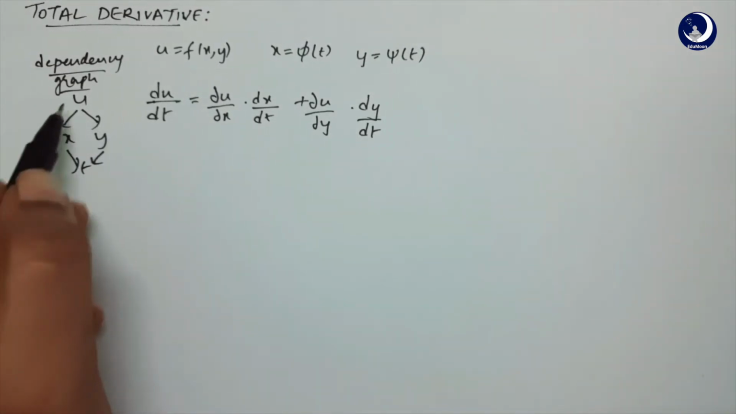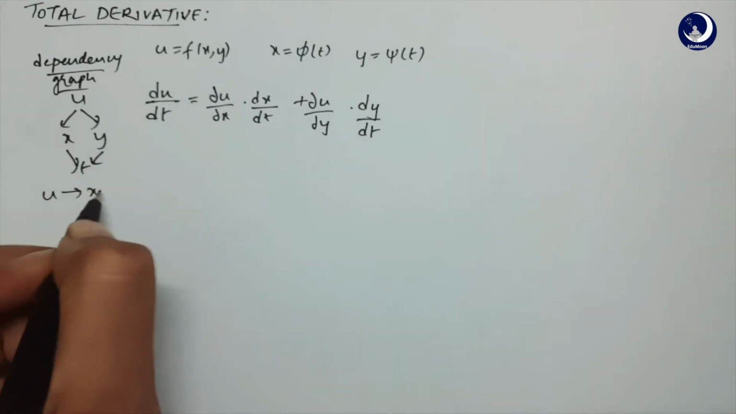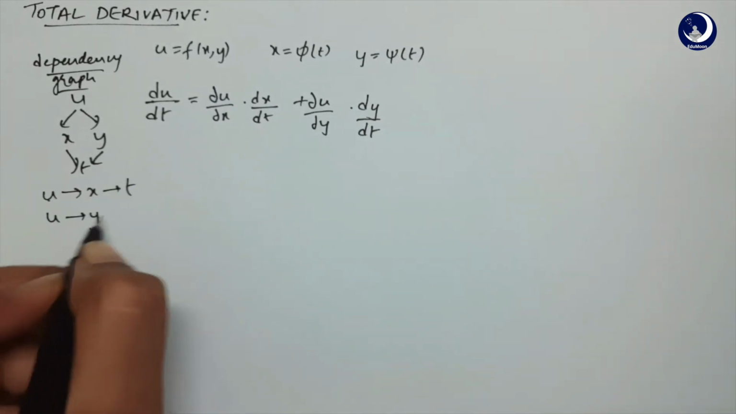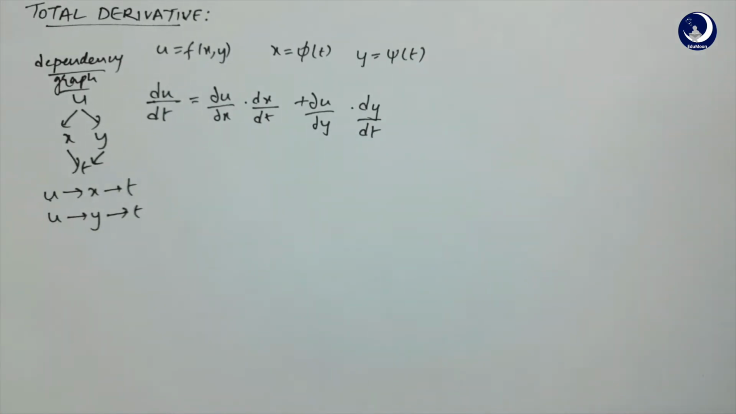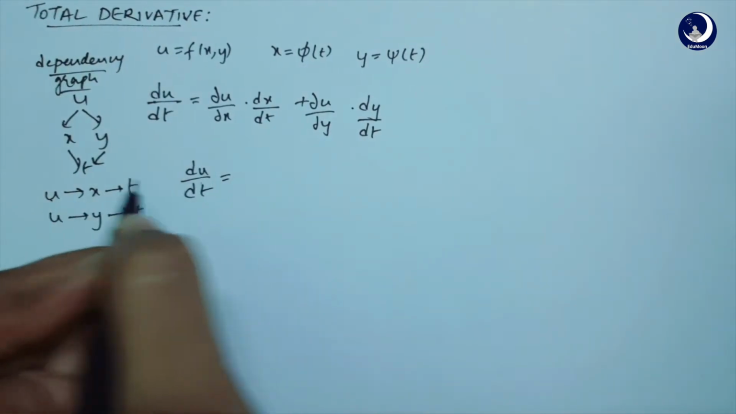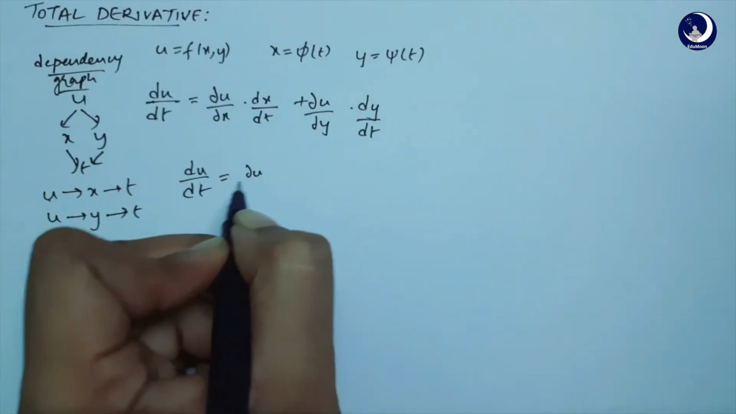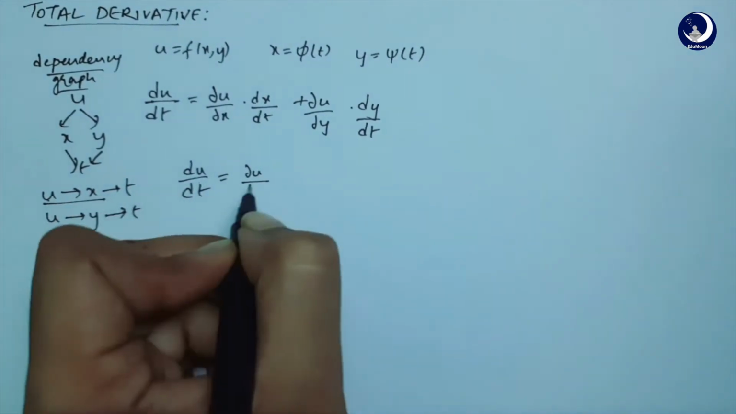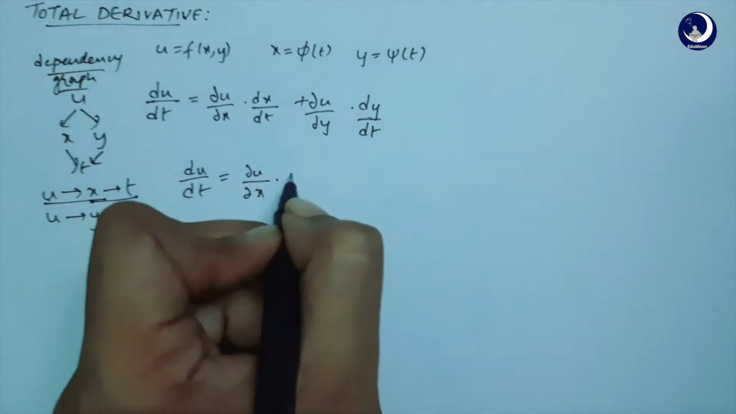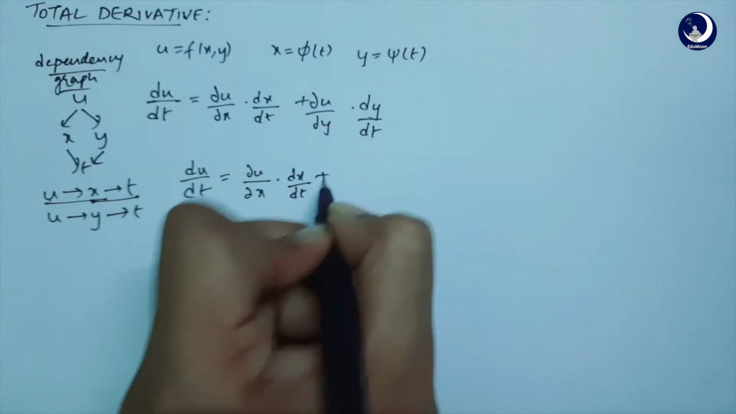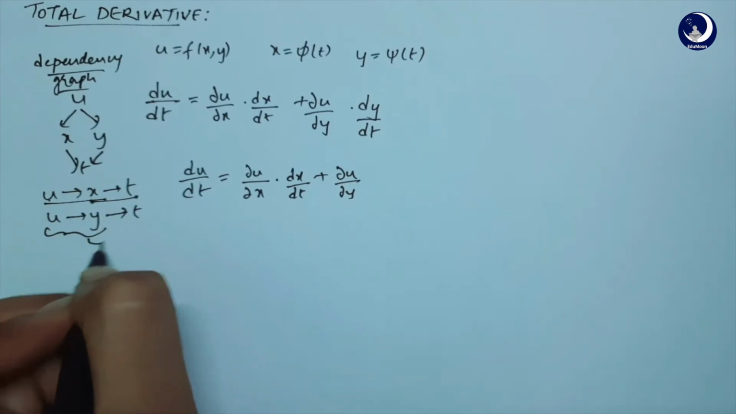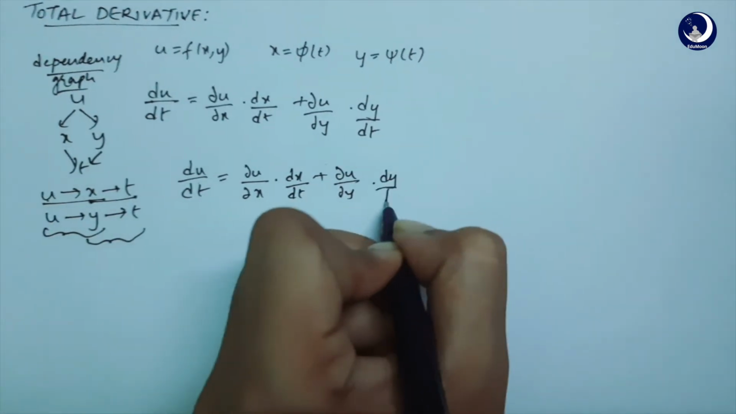From u to t we have u to x and x to t. We also have u to y to t. So this is our first way. So du by dt equals, in the numerator, du by dx into, now considering this, dx by dt. Similarly dou u by dou y, and now y to t, so that is dy by dt.